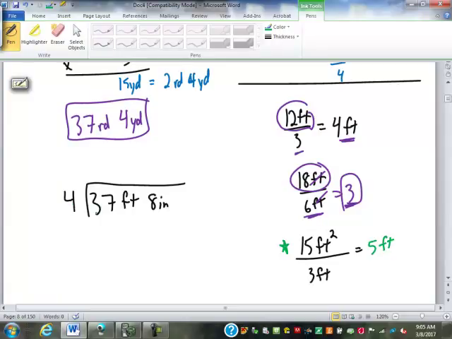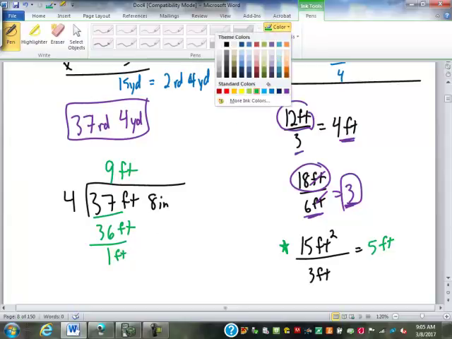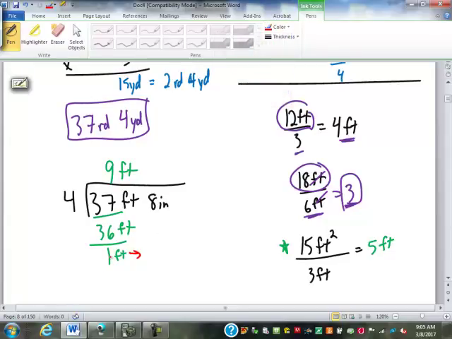But we can just do 37 divided by 4 is 9 feet. Right? 9 feet times 4 is 36 feet. So there's 1 foot left over. Before I bring down the 8 inches, I have to turn that 1 foot into inches. Makes that 12 inches. Now I bring down the 8. 8 and 12 makes 20 inches. 20 inches divided by 4 is 5 inches. 5 times 4 is 20 inches. We're done. Is that quicker than just converting it to inches at the start?